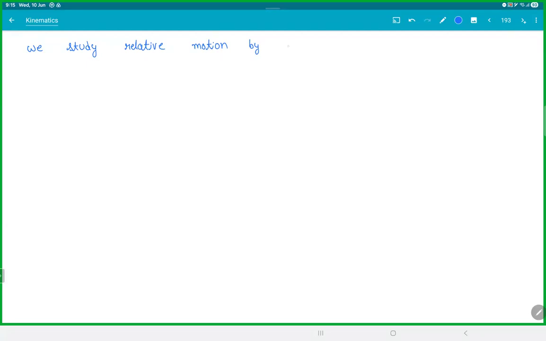Anyway, so we study relative motion by subtracting. So we are using the simple concept of shifting of origin. Subtracting velocity and acceleration of observer from everyone.